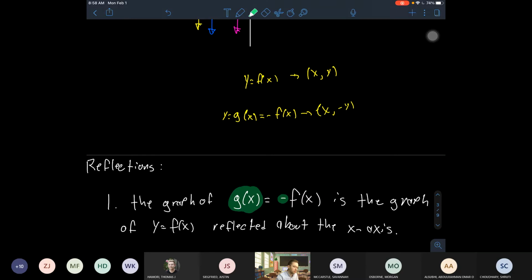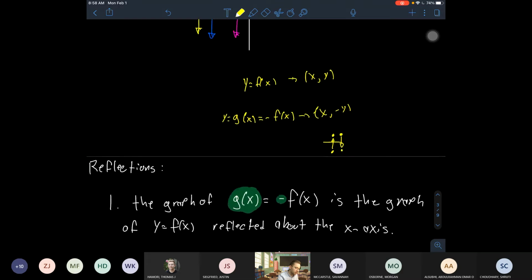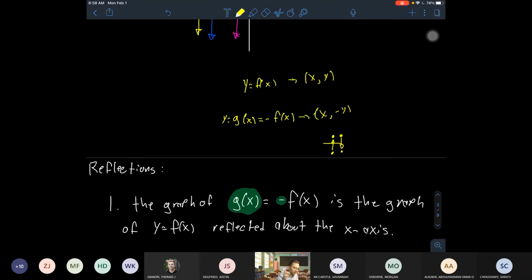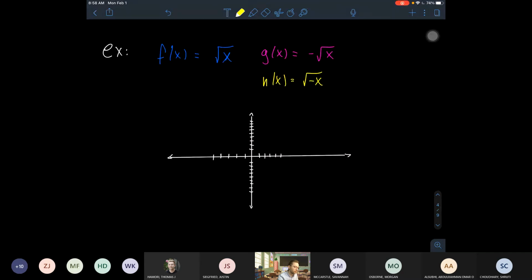So what this is going to do is move everything that is beneath the x-axis above the x-axis, and everything that was above the x-axis is going to go beneath the x-axis. That's exactly what it means when we say that we reflect about the x-axis. Let me draw what I mean here.